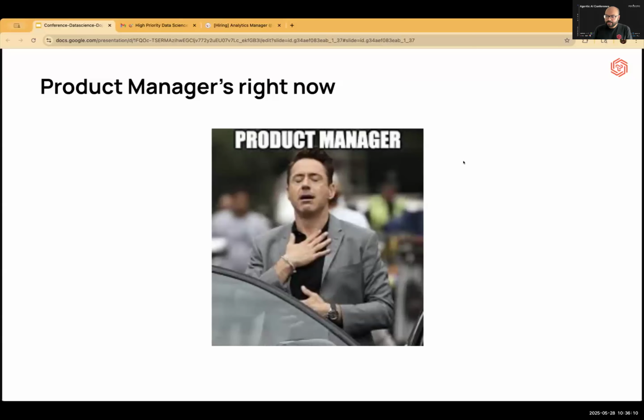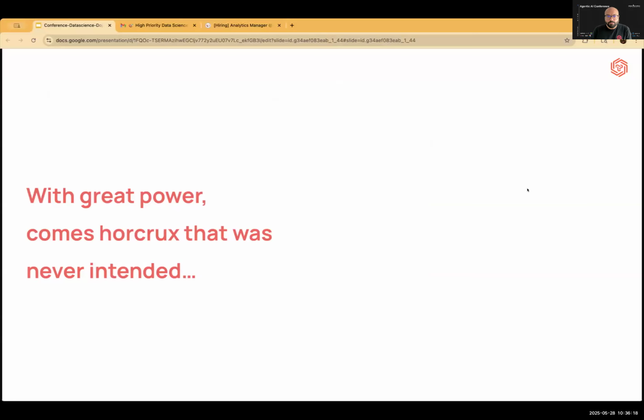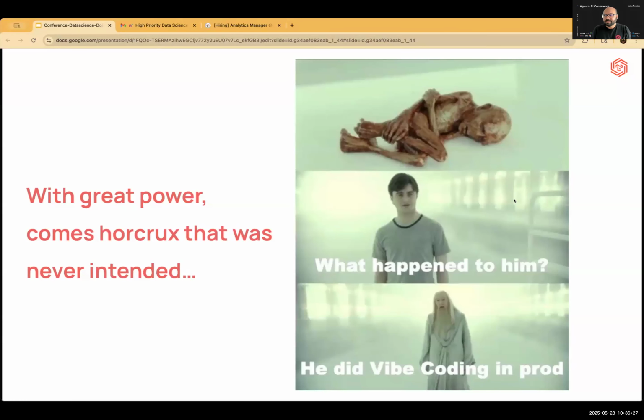This is the feeling that most people have. They're looking at a product and they're like, okay, it's game over, I don't need to hire people. But the problem is, with great power comes Horcrux that was never intended. This is a Harry Potter reference. Basically, when you put vibe coding in production, things happen which you don't know. You don't even know where it's going to happen from. And you're trying to think, hey, how can I even answer this question? How can I, what happened?